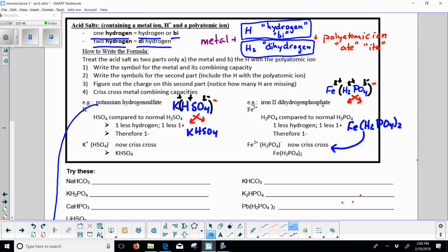So again, what we did, just to summarize, we determined the charge of the metal, determined the charge of each of the parts of the polyatomic ion inside here, found the overall charge of the brackets, and then we crisscrossed to give us our final formula.